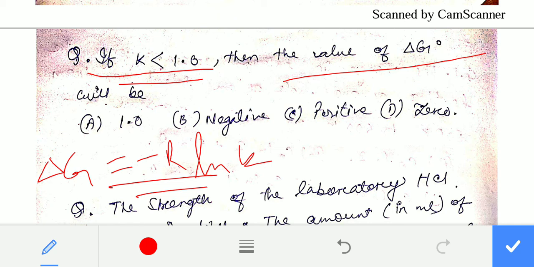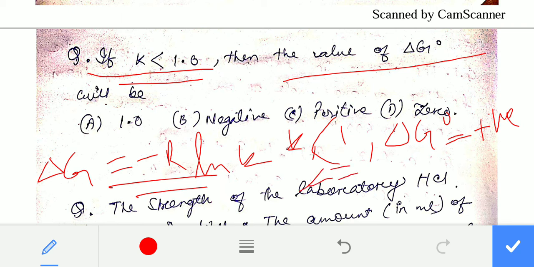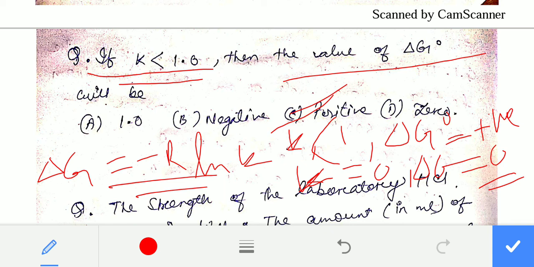So when the K value is less than 1, ΔG naught is always positive. And when K is equal to 0, ΔG is also 0. These are the two conditions to consider: when K is less than 1, ΔG is always positive, and when the equilibrium constant is 0, then ΔG naught is also equal to 0. So for this question, when K is less than 1, it would be positive. Option C is the right option.